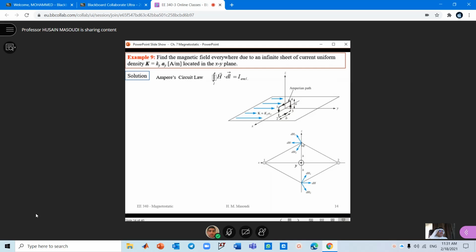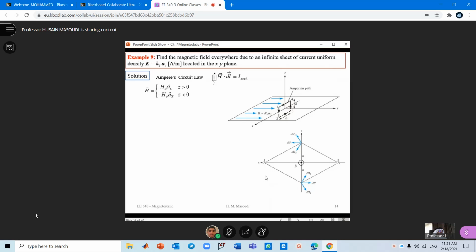How many components does it have? If I take any point, still one, which is along the x direction. It's always, if you repeat this again to the left, going to be along the x direction. How about below the sheet? Negative x. Obviously, it's going to be negative x.